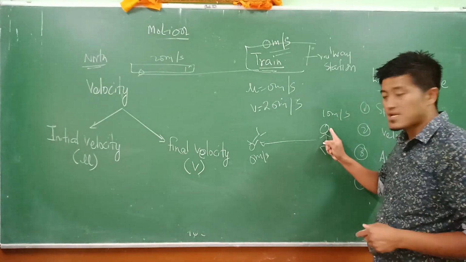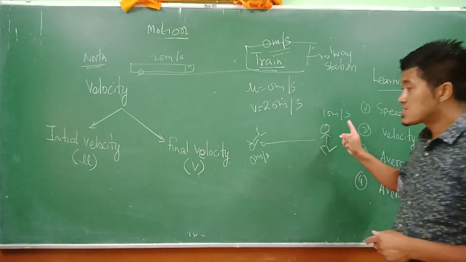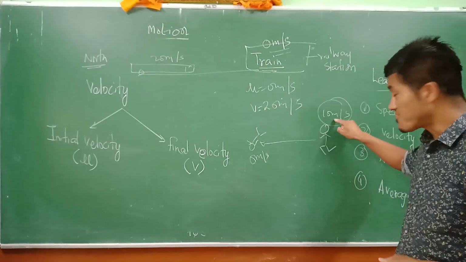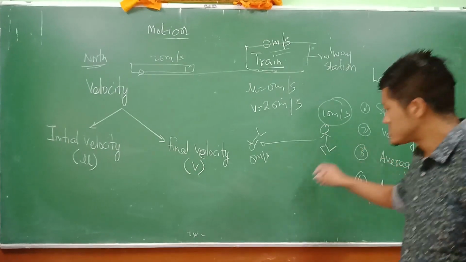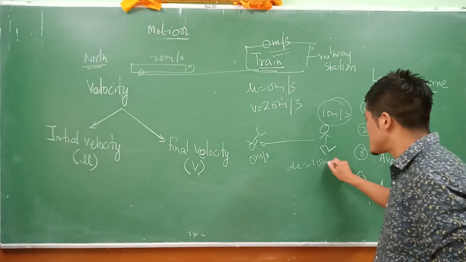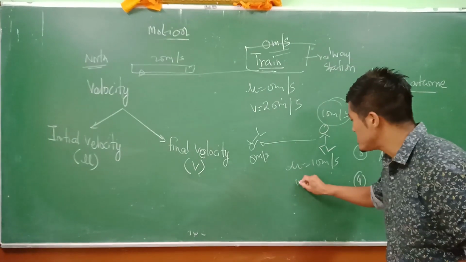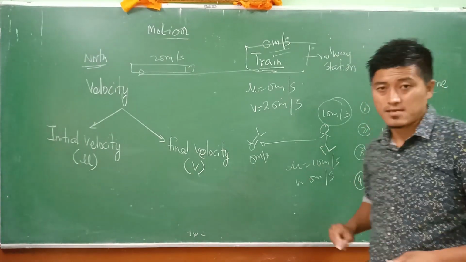And over here, this guy is moving at 10 meters per second. So now in this case, the initial velocity, that is, his starting velocity, is u. That is, u is 10 meters per second. Now the final velocity v is 0 meters per second.